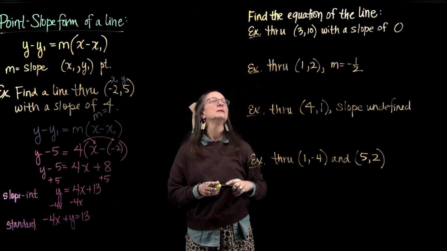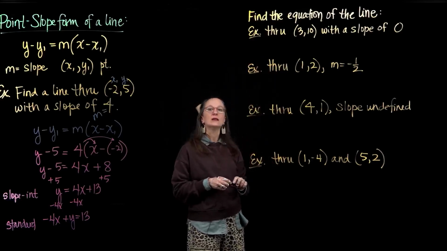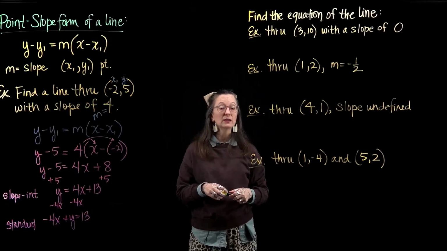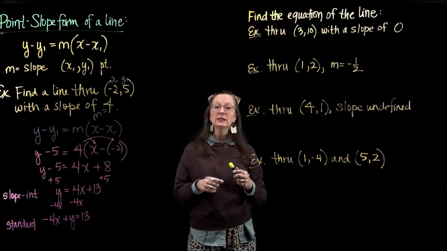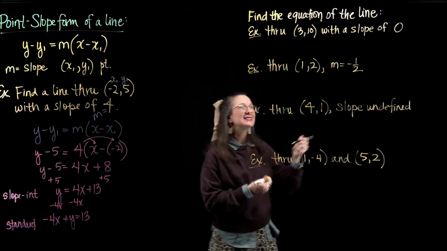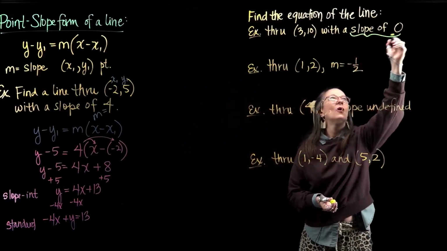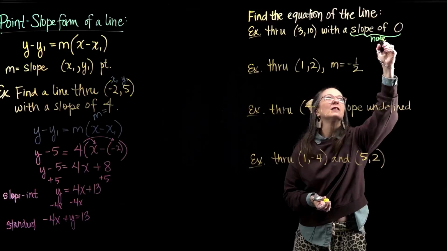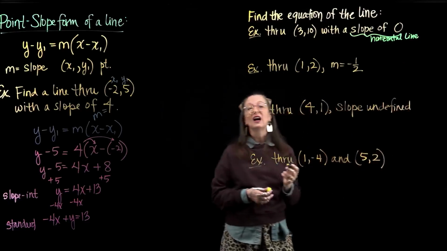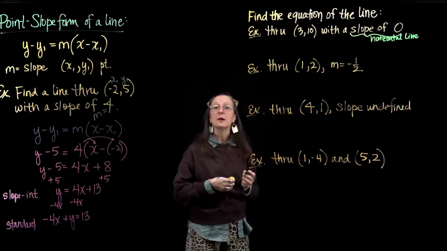The first one is going to be through the point 3, 10 with a slope of 0. There's a couple of ways we could do this. One is recognizing that if we have a slope of 0, this is going to be a horizontal line. And all horizontal lines look like y equals something.